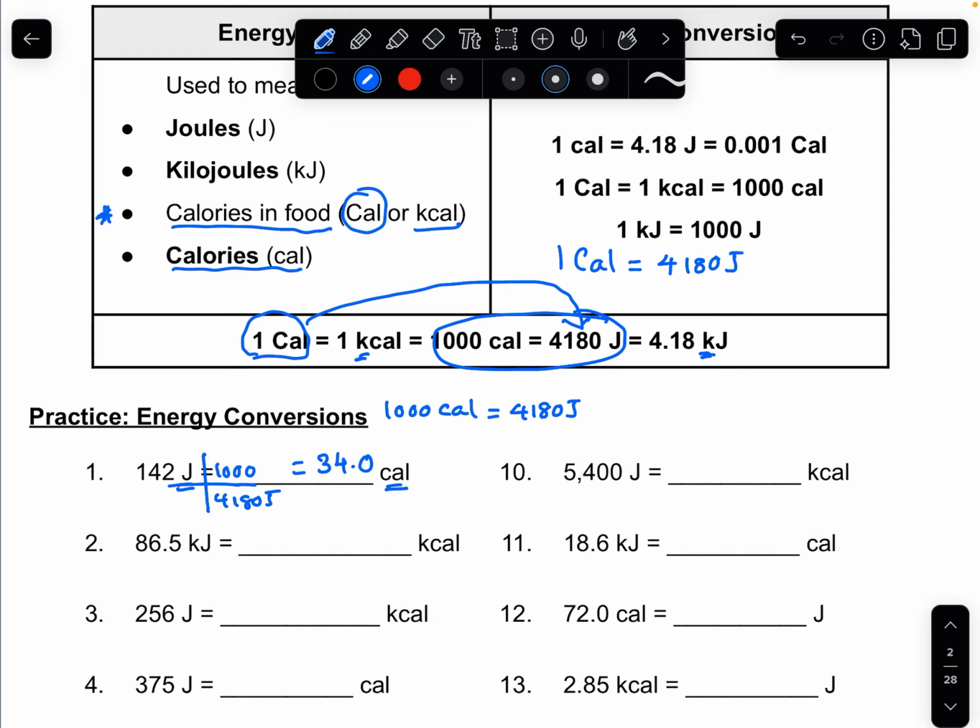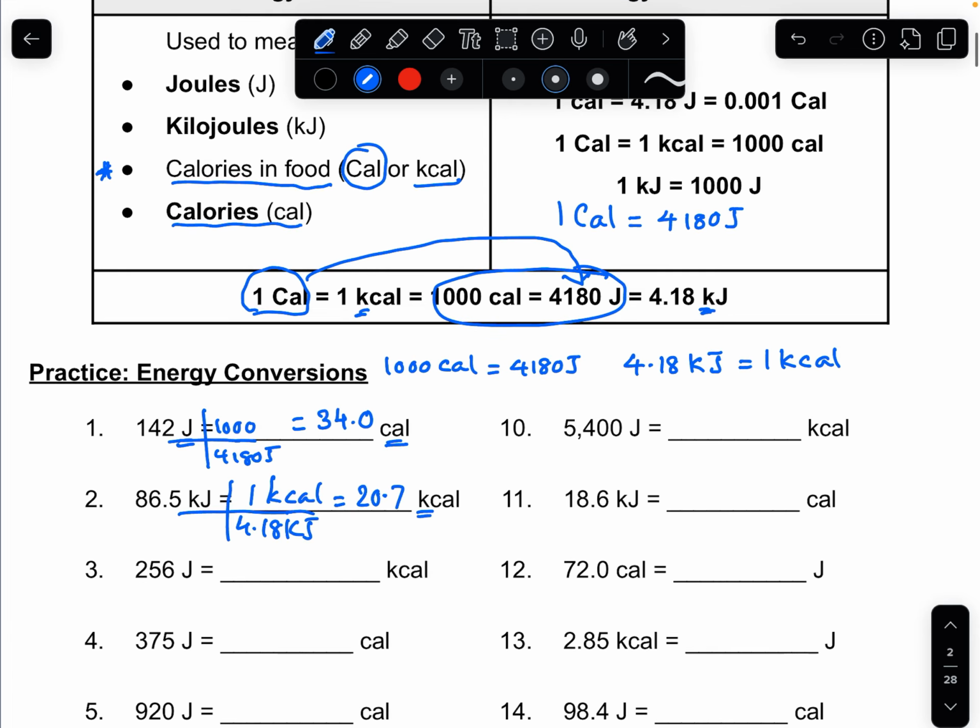Okay, next one, it's given in kilojoules and you are converting into kilocalories. Okay, so we have given the conversion factor, 4.18 kilojoules will be equal to 1 kilocalorie. Okay, let's go ahead and do that. So we'll write 4.18 kJ, which is kilojoule, and which is equal to 1 kilocalorie. Okay, and you will get the answer 20.7 there.